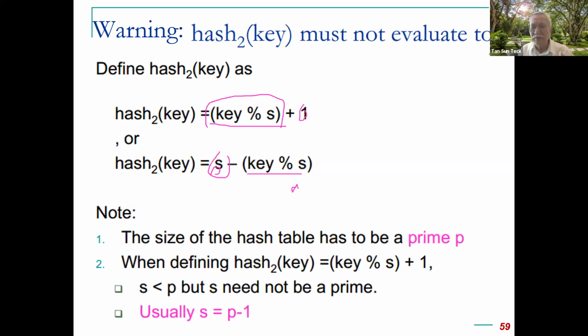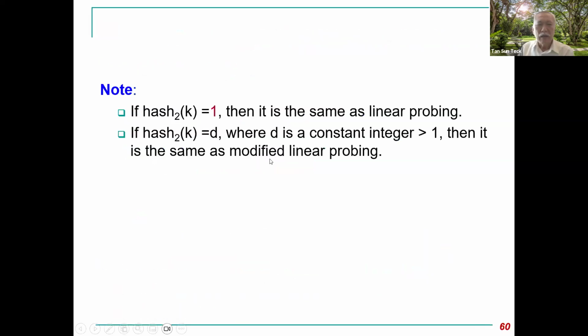So again, people have studied and say that this is the best way to find you the empty slot faster, right? But S need not be a prime number as long as they are co-prime, so that S and P don't have common factors. Right, so if the hash value is equal to 1, then this becomes linear probing. If the hash value becomes D, and D is a constant greater than 1, then it is the same as modified linear probing.